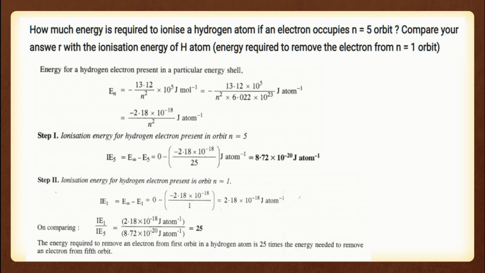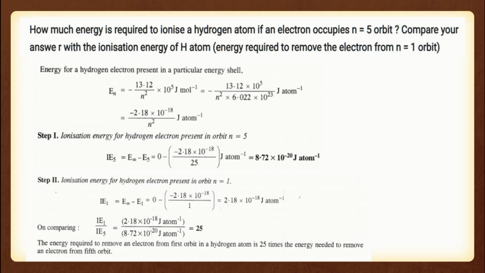Ionization energy for hydrogen electron present in orbit n = 1, i.e. IE1, is equal to E∞ - E1, which is equal to 0 - (-2.18 × 10^-18) the whole divided by 1, which is equal to 2.18 × 10^-18 joule per atom.